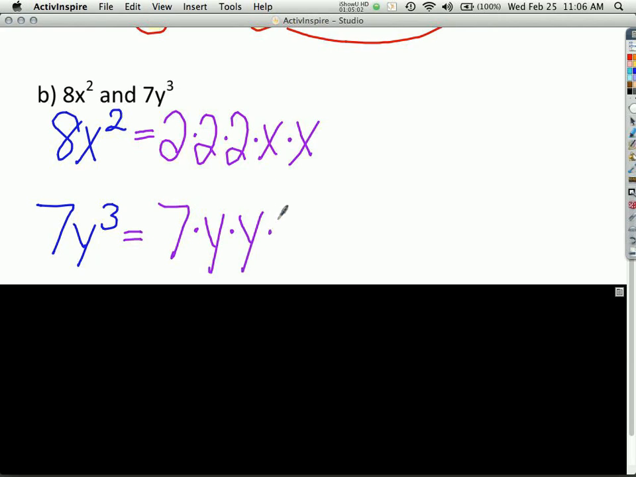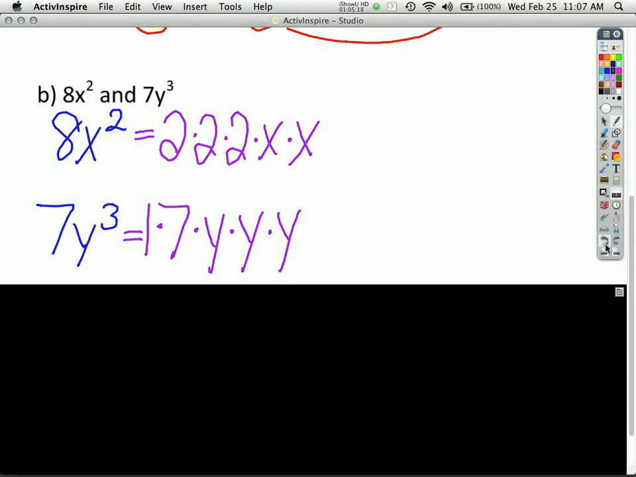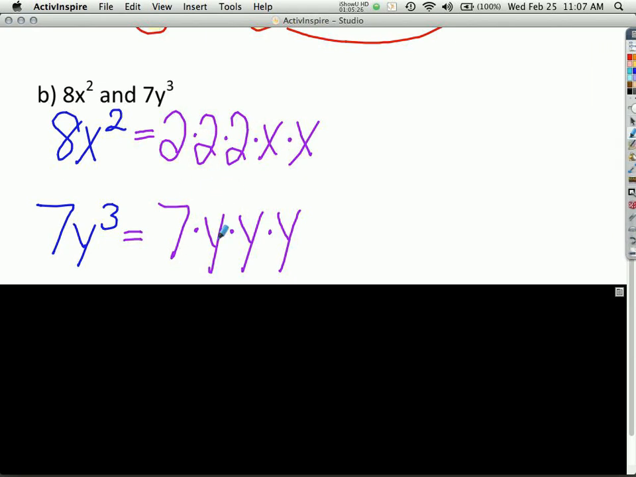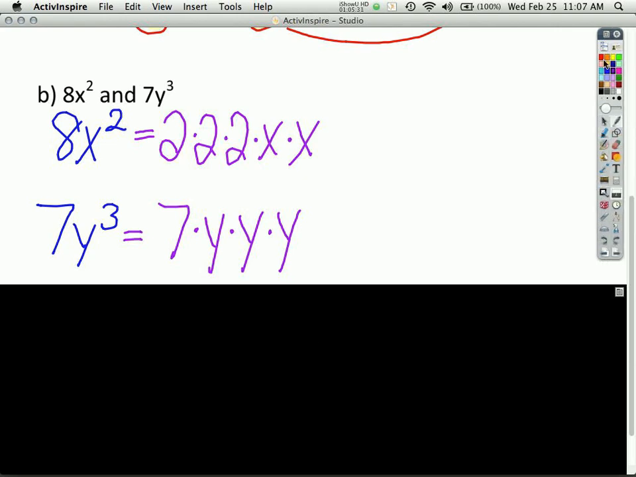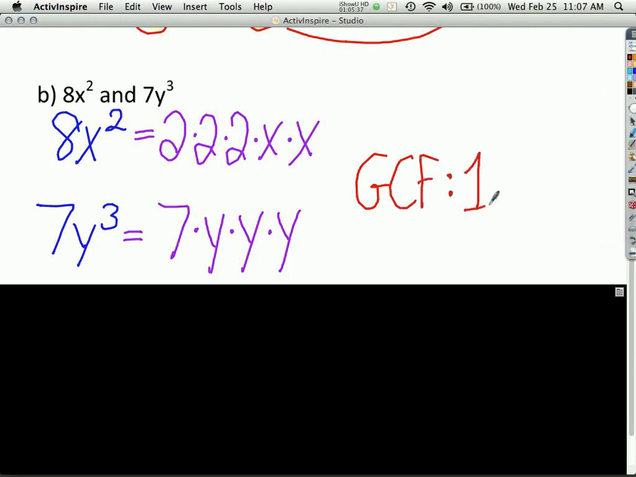Very good. Now, she said 1, and that's correct. There's nothing else to do, but we usually don't write the 1. But in this case, it's actually kind of important because there's actually a 1 up here as well. We'll come back to that in a second. And so now find the numbers that they have in common. They have nothing in common. So the GCF of these two expressions is 1. Because the only factor that they have in common is 1.